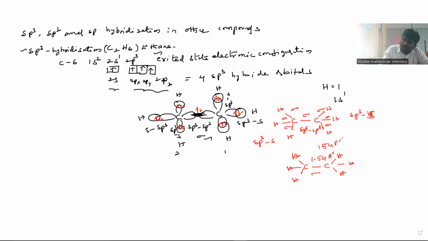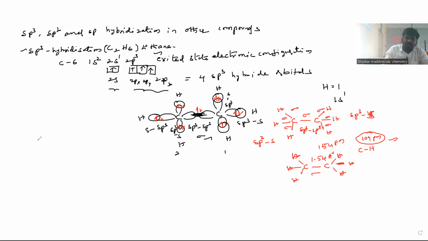154 picometers. And if you see the carbon-hydrogen bond length, that is around 109 picometers. The single bond carbon-hydrogen bond length is 109 picometers. So this is about the hybridization, sp3 hybridization in other compounds.